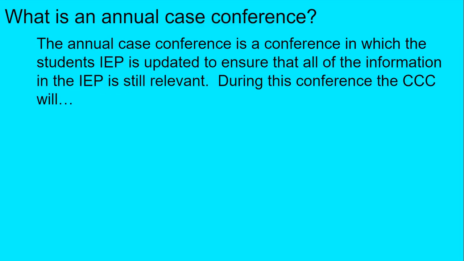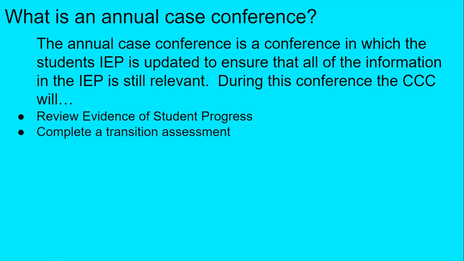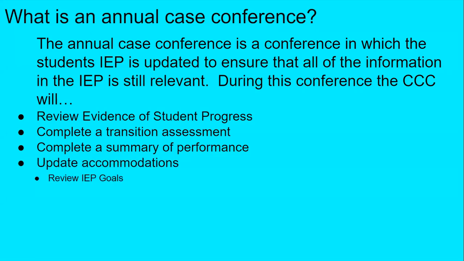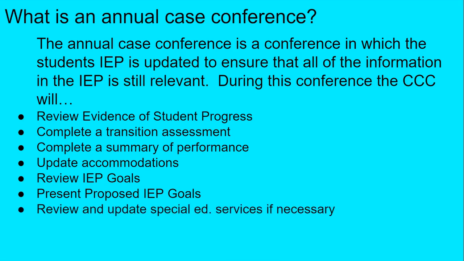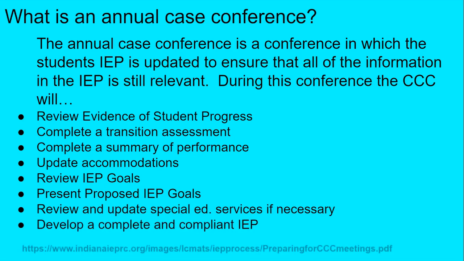An annual case conference is a conference in which the student's IEP is updated to ensure that all of the information in the IEP is still relevant. During this conference, the case conference committee will review evidence of student progress, complete a transition assessment if the student is of transition age, complete a summary of performance if the student requires one, update accommodations, review IEP goals, present proposed IEP goals, review and update special ed services if necessary, and develop and complete a compliant IEP.